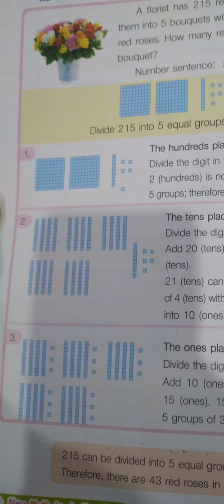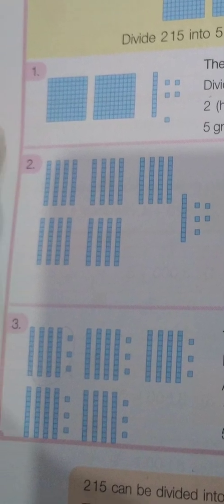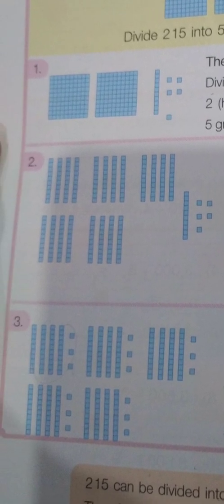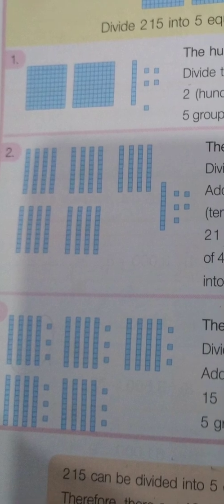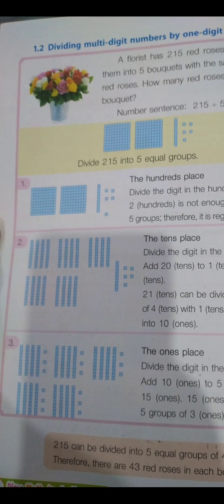So here it's divided. The ones place: divide the digit in the ones place. Add 10 ones to 5 ones, which equals 15 ones. 15 ones can be divided into 5 groups of 3 ones. 215 can be divided into 5 equal groups of 43. Therefore, there are 43 red roses in each bouquet.